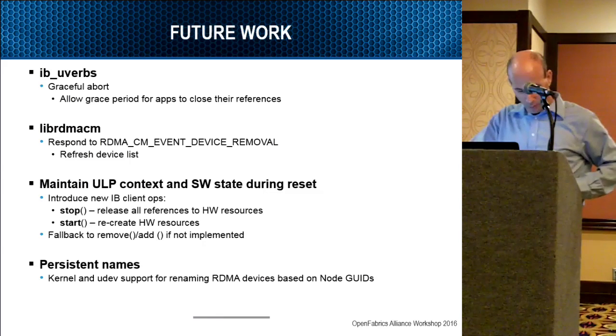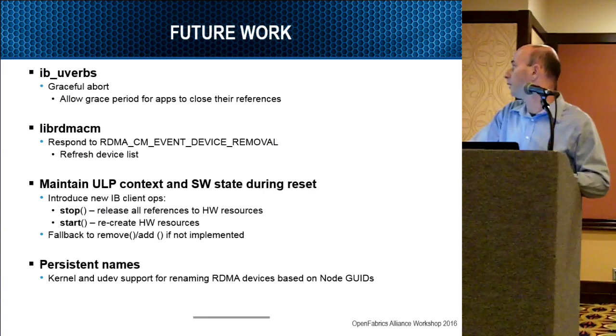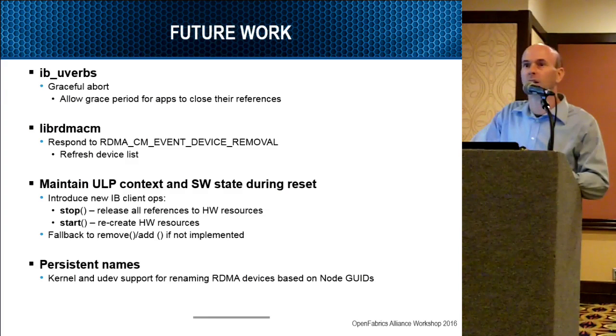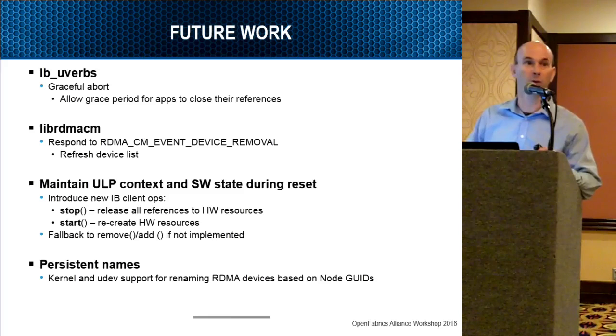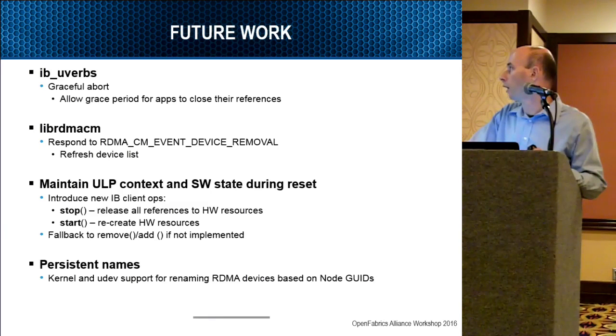The final point is persistent naming. So we have udev rules for Ethernet devices. It might be nice to have similar stuff for RDMA devices, like having ib0 be persistent according to the node GUID, even if devices are rescanned or added. Currently, in userspace, you can do the same if you look up the node GUID yourself. I mean, after reset, it could shift from ib0 to some other higher number. But we might want to add kernel support for changing the names, and then have udev take care of that.